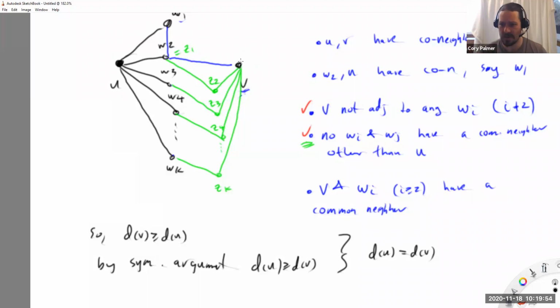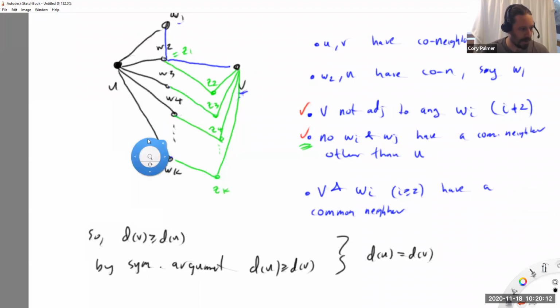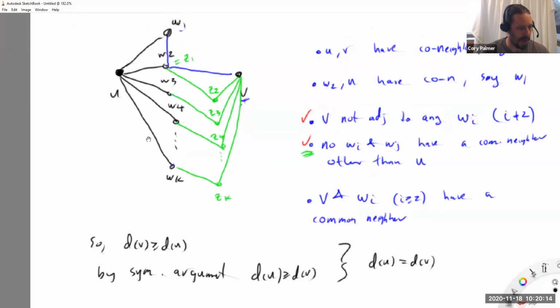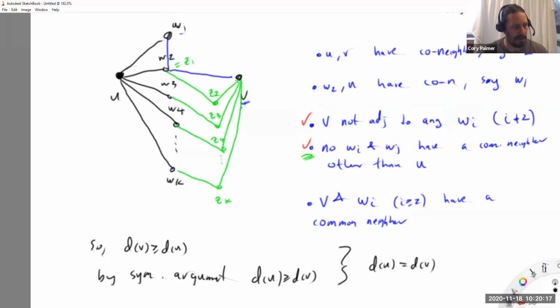But that doesn't quite yet prove the graph is regular. There's still a couple more steps to do. How do we prove that? As of this point, U and V have the same degree, and anything not adjacent to U has the same degree as U. Moreover, everything not adjacent to V has the same degree as V.